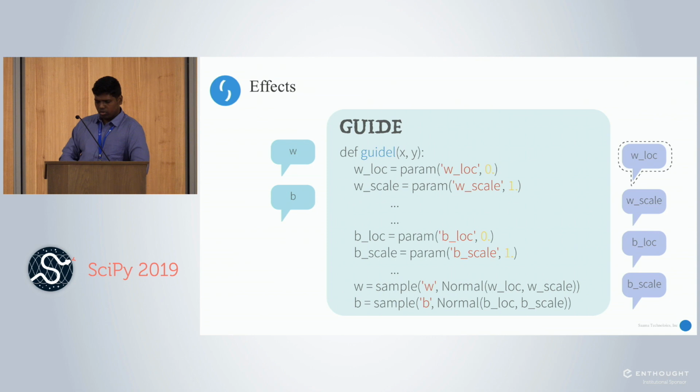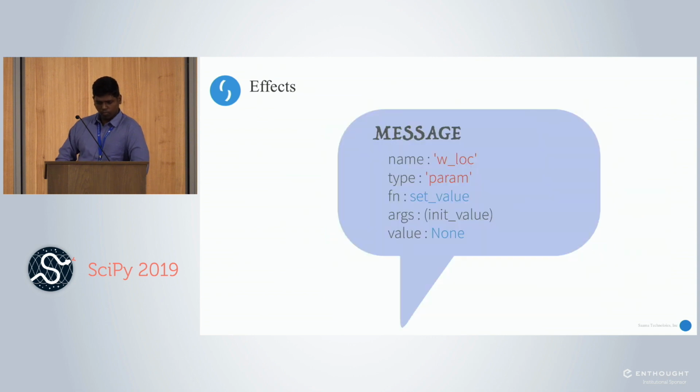Okay, so what do these messages look like? This is a parameter message. It has a name, it has a type, and it has a function which is basically set this value. And we give it an initial value in arguments, and the value is initially none. We can manipulate this value behind the scenes. So what we have to do with this message is basically maintain a global registry where we keep track of all the parameters, right?